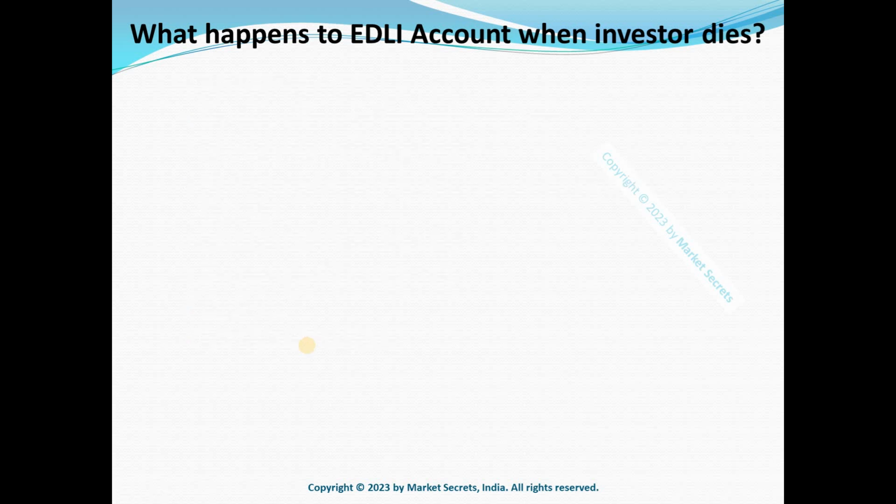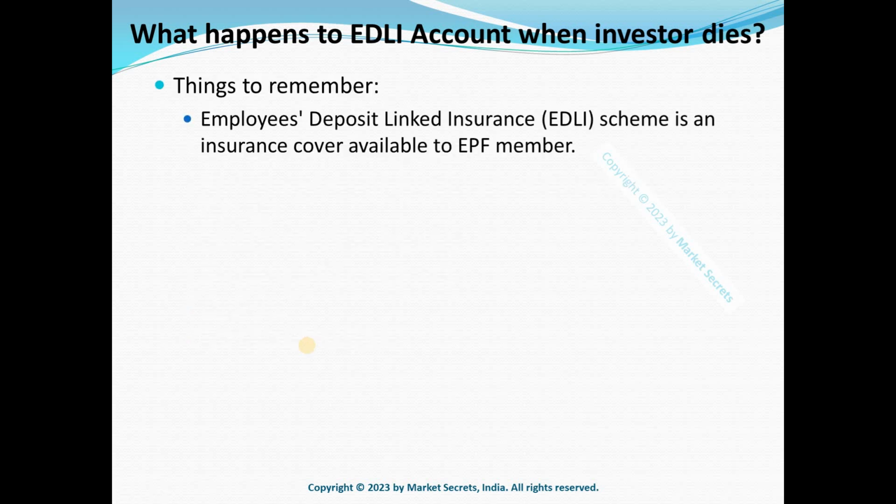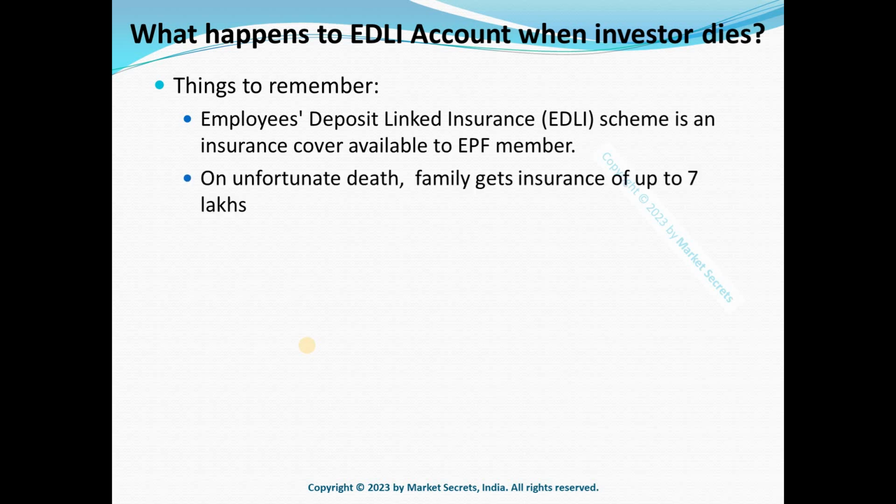So let's understand more about the EDLI claim process. First thing, EDLI, that is Employee Deposit Linked Insurance Scheme, is an insurance cover available to all the EPF members. So if you are part of EPF, you would have EDLI by default. On an unfortunate death of the EPFO subscriber, the family gets insurance up to a maximum of 7 lakh rupees. That's the maximum amount that a family can get on death of the subscriber.